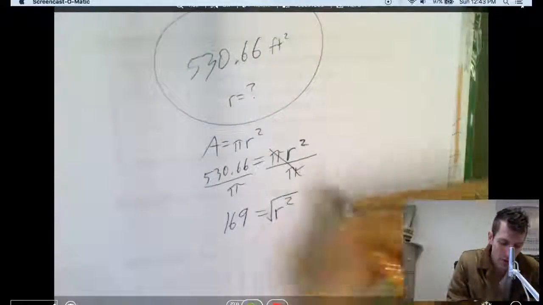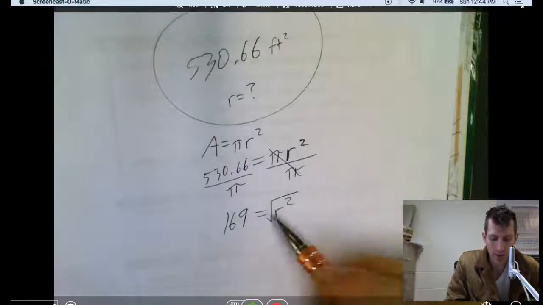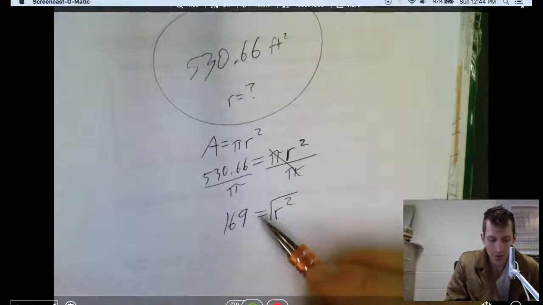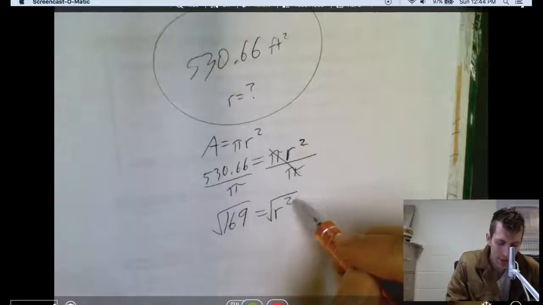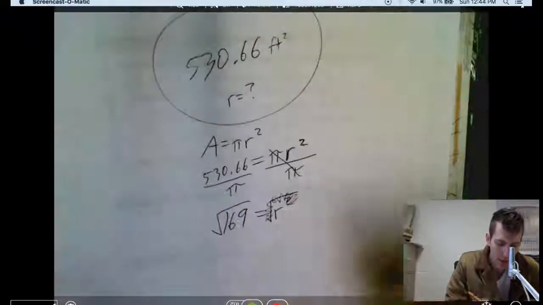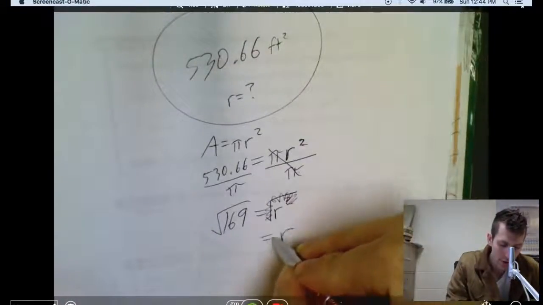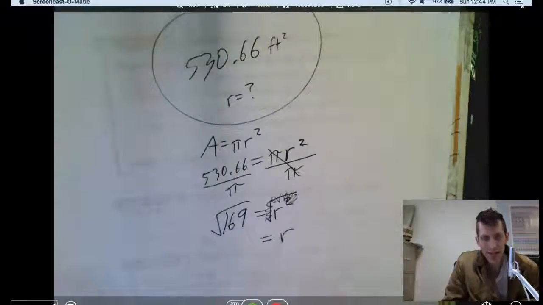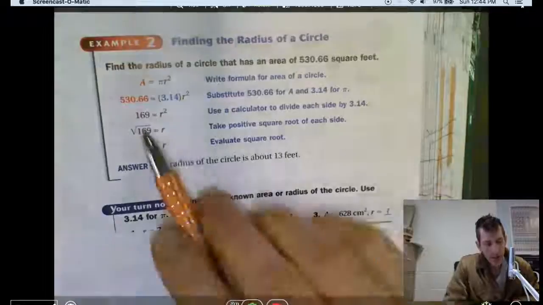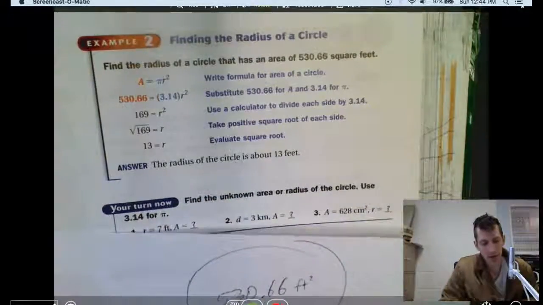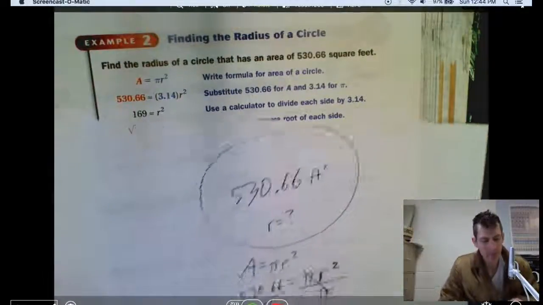Got to remember, the opposite of squaring something is square rooting it. So square root both sides, and this will now be gone. Goodbye. So we're left on the right side with just an r, just the radius. Now we need to find the square root of 169. Square root of 169 is approximately 13.